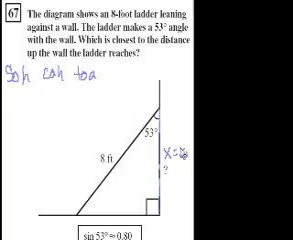So we want to figure out adjacent. We have the hypotenuse. What trig function deals with it? Well, cosine is adjacent over hypotenuse, right? So the cosine of 53 degrees is equal to the adjacent side of this right triangle. So that's A. And you should only be applying these right now with right triangles.